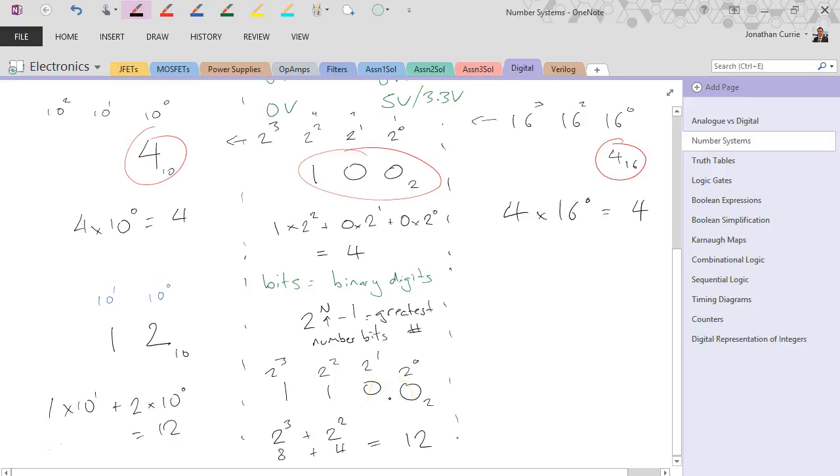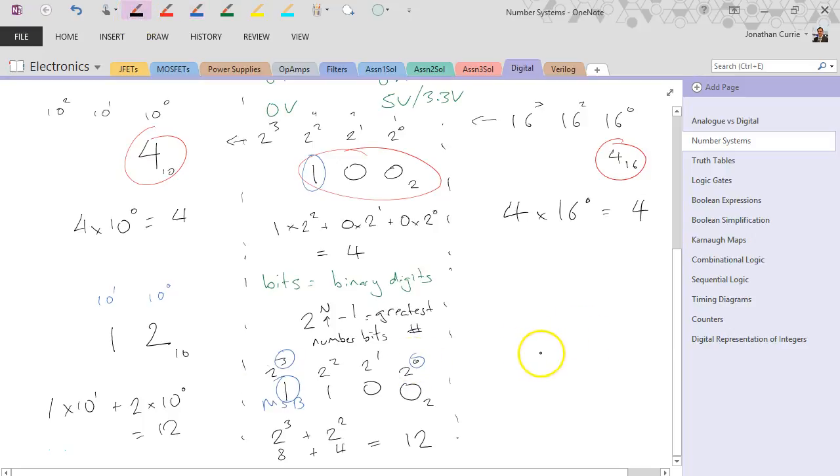Get in the habit of realizing that the leftmost column, or the leftmost number, is what we call the most significant bit, the one with the highest weighting associated with it. The one on the right always starts at 0, so 0, 1, 2, 3, and so forth. So if you end up 10 columns along, then you're going to be at 2 to the 9, for example, because we're starting at 0.